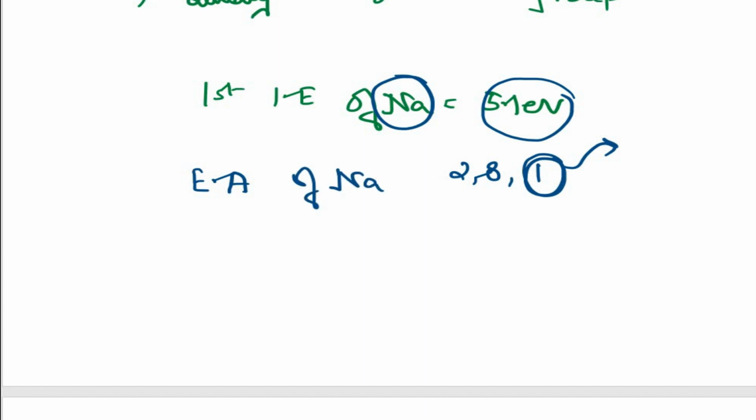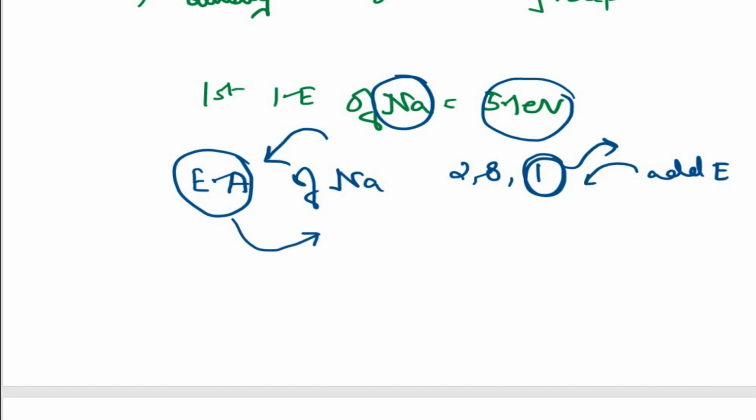Okay. Now, whenever you want to remove an electron, you will need to add energy. Correct? Now, electron affinity means what? You want to add an electron into the element. So, if you want to add an electron, you will have to release some amount of energy to balance the two. Right? So, we can say that ionization energy and electron affinity are opposite properties. Opposite to each other, right?